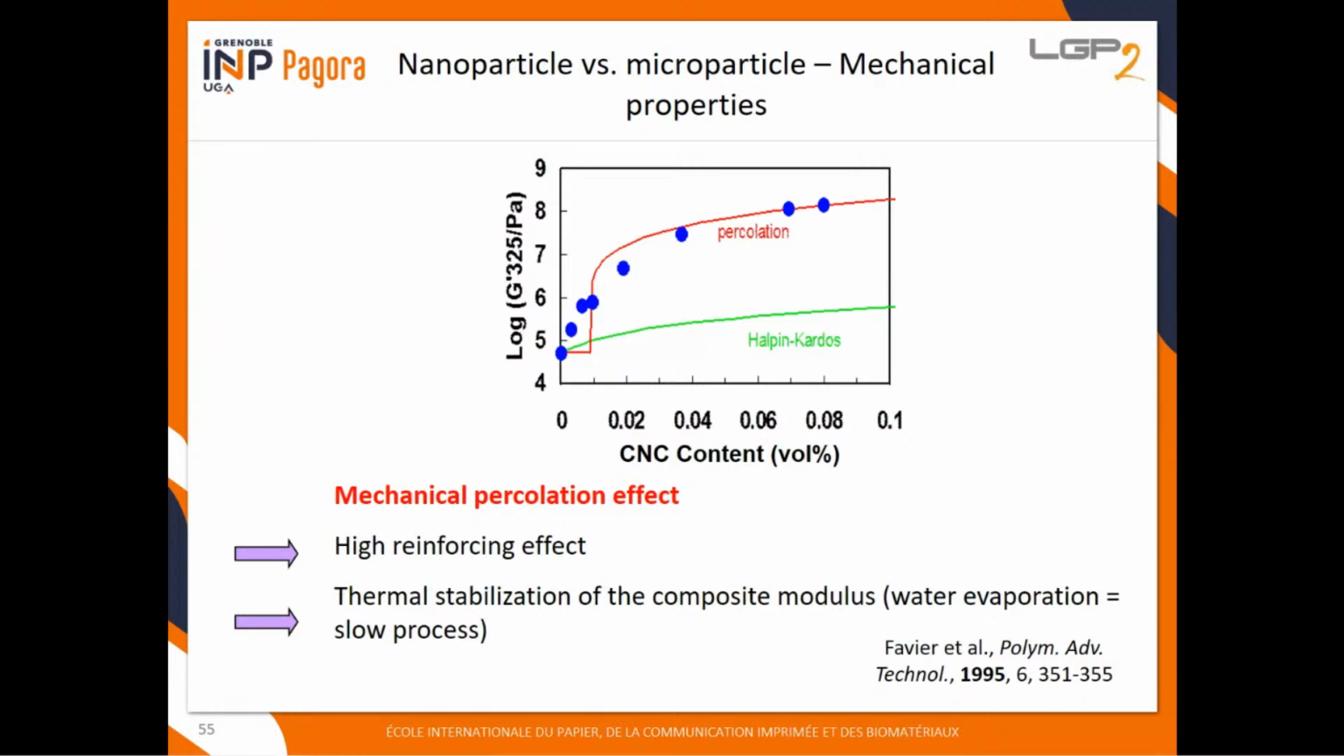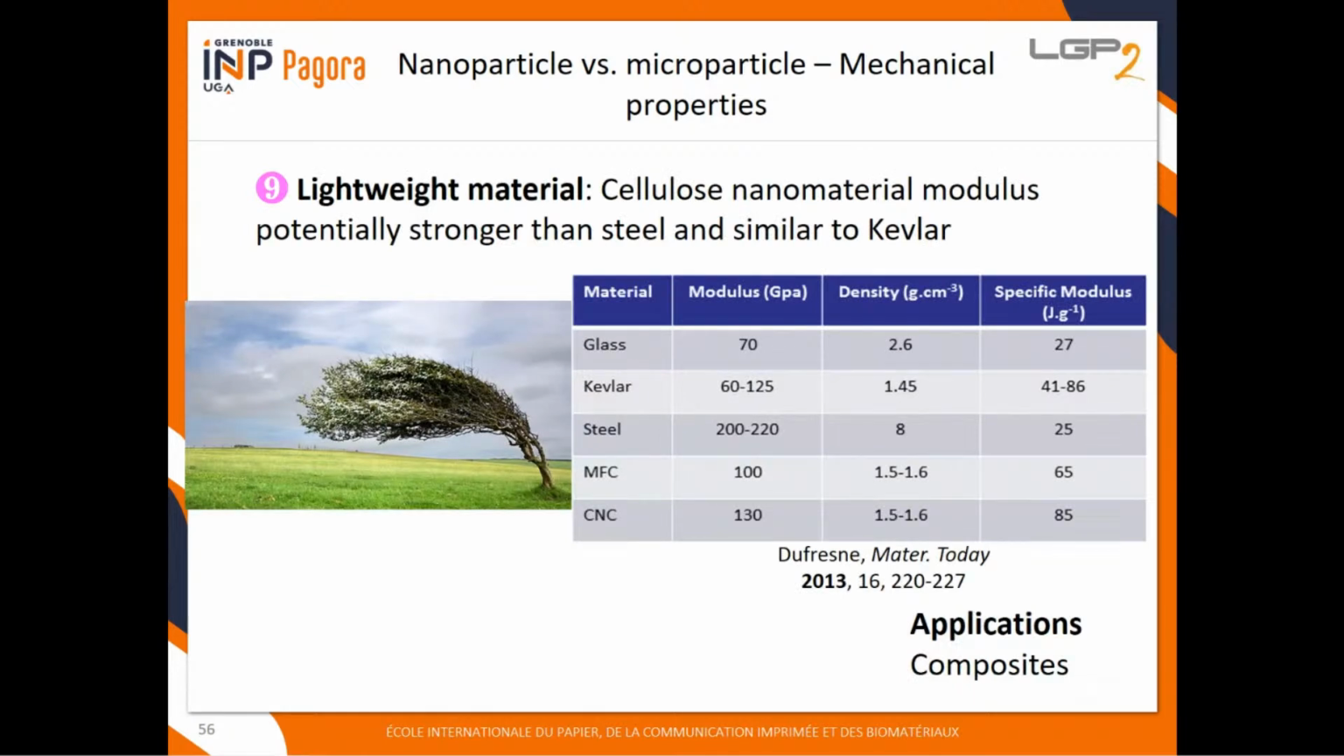It's like for a paper sheet, the strength or the stiffness of the paper sheet is due to strong interaction between the fibers through hydrogen bonding. And also we observe a thermal stabilization of the composite. This is because water evaporation is a slow process. When using other processing techniques, we don't observe this thermal stabilization. So cellulose is also a lightweight material.